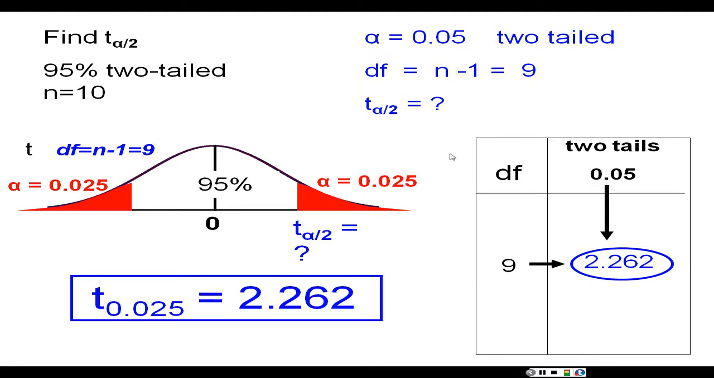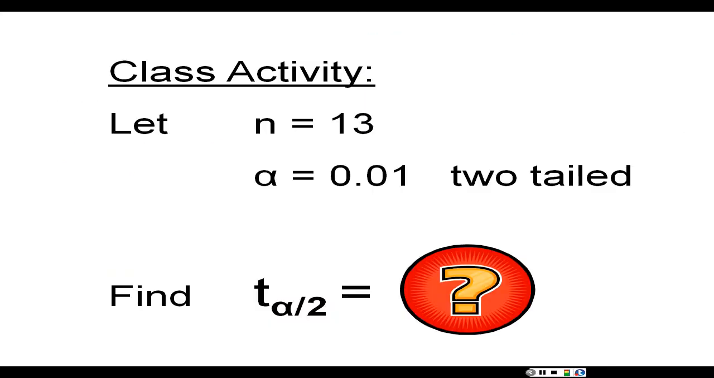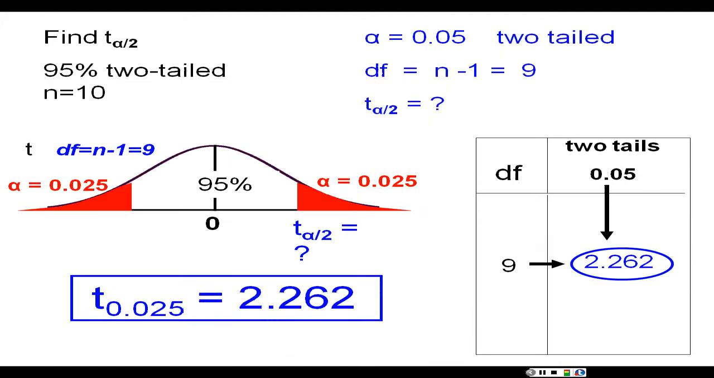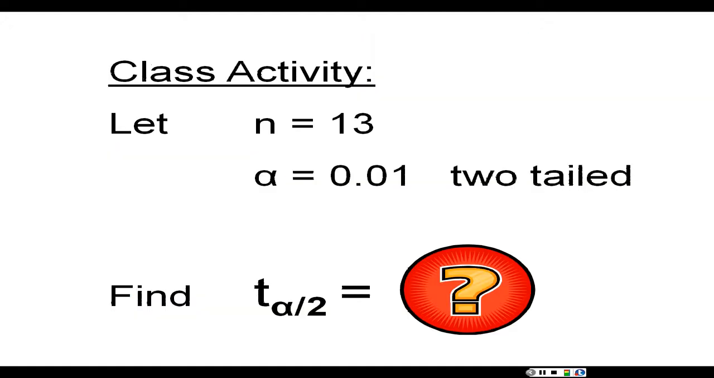So the critical value that they talk about is 2.262. Once we have that critical value, we continue the process. Now, let's look at this one right here. Let's try to find, with a sample size of 13, an alpha of 0.01, it's a two-tail. What is your t sub alpha divided by 2?